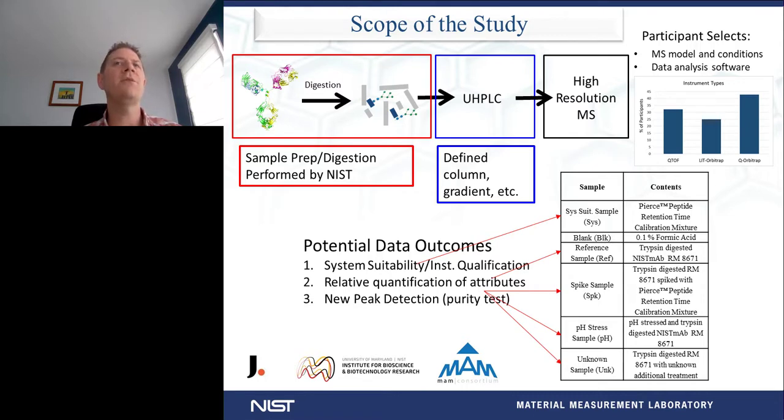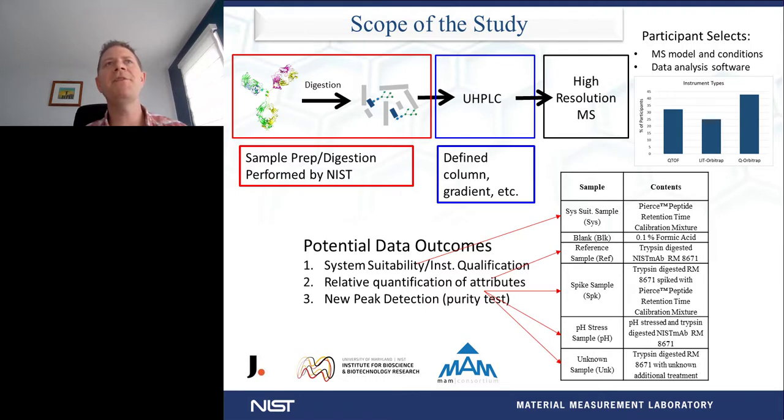What they were allowed to do was choose their own equipment. So they're able to use their own UHPLC, their own high-resolution mass spectrometer. And you can see on the right-hand side that we actually got a pretty good sampling of different types of mass spectrometers. We had QTOFs, linear ion trap Orbitraps, and quadrupole-based Orbitraps. So we tried to, again, limit the variability as much as we could control and leave it to just the acquisition and data processing to understand how this assay was being performed.